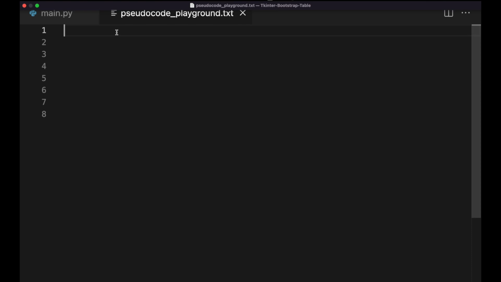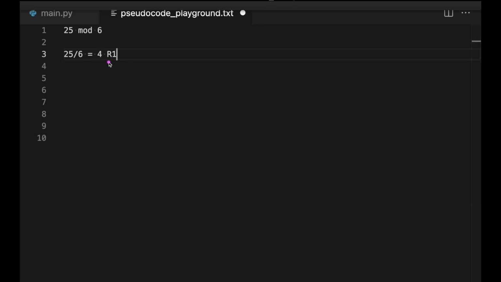So let's say we have 25 mod 6, okay? Now, if we do old-fashioned division, like from the sixth grade or the third grade, really, we'd probably get 4 remainder 1, right? Because 4 times 6 is 24, and then we have 1 left over. I'm talking about doing long division. So in this case, 25 mod 6 is going to be equal to 1, because when we divide this number by this number, what's left over is going to be the mod.